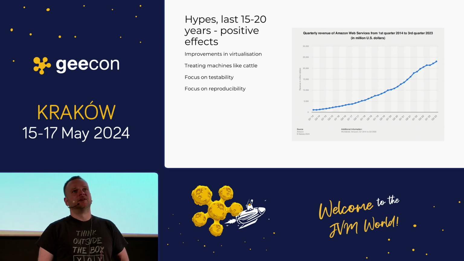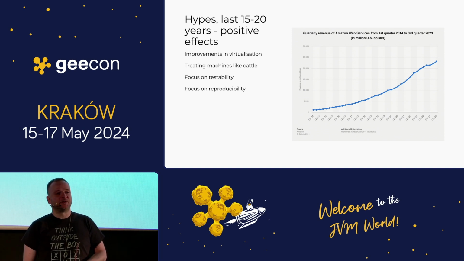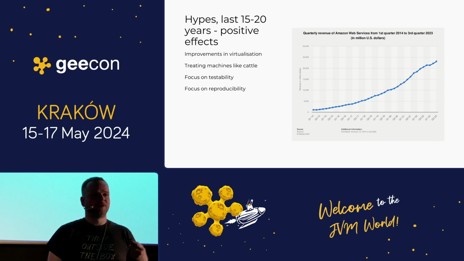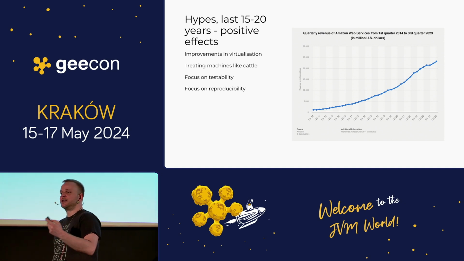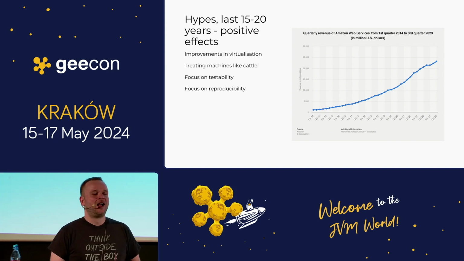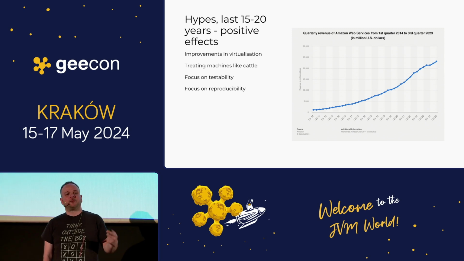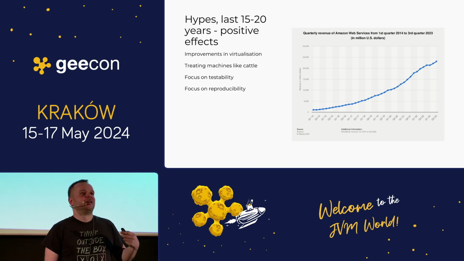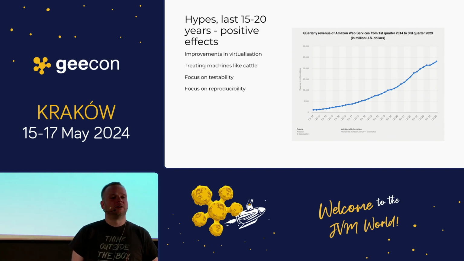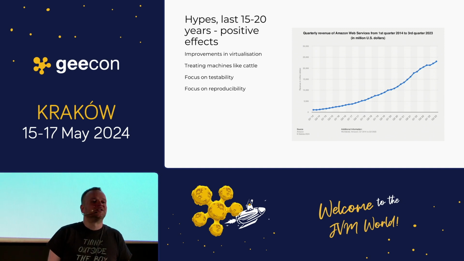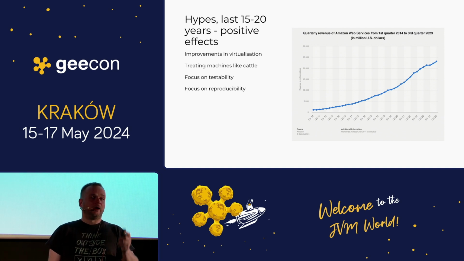And there were positive effects of these hypes. There was a giant improvement in virtualization technologies that affected our operating systems, the way we automate delivery of our services. We started to focus on treating machines like cattle, but also we started to focus on testability, on ways to reproduce whatever conditions happening in prod are always happening on our local host, any staging environment, any machine that we deploy by using Docker or similar container-based technologies.